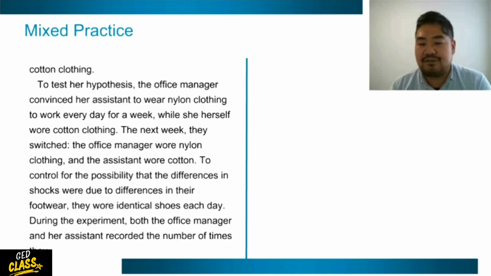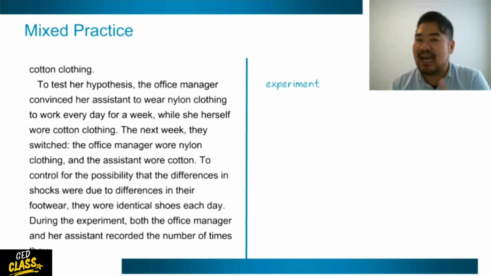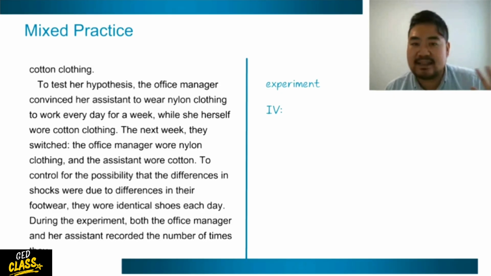The office manager convinced her assistant to wear nylon clothing to work every day for a week, while she herself wore cotton clothing. So we're seeing the experiment happening here, right? One week, the office manager is convincing her assistant to wear nylon. She herself is wearing cotton. Then next week, they switch. Then after that, to control for the possibility that the differences in shocks were due to differences in their footwear, they wore identical shoes every day. Notice how the identical shoes, that's going to be our control factor, right? That's the thing that's not going to change.